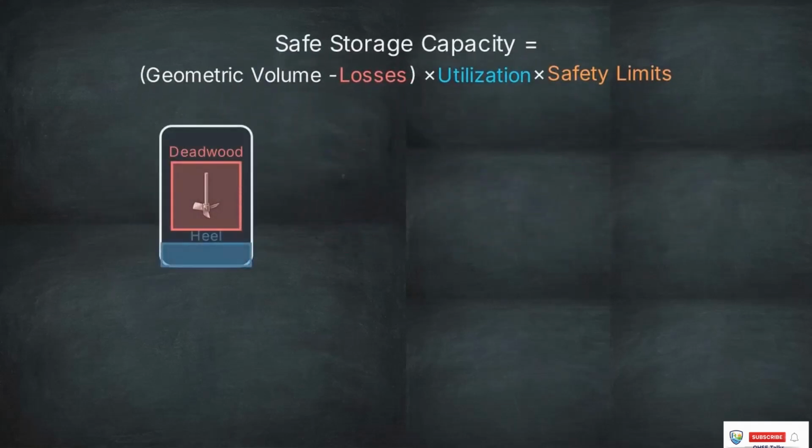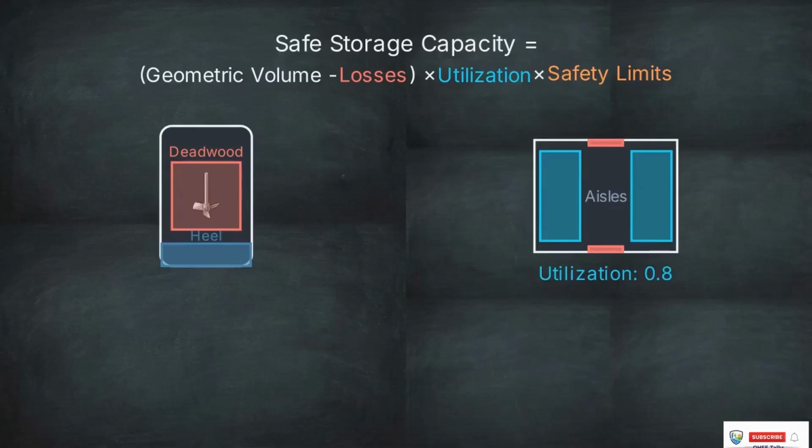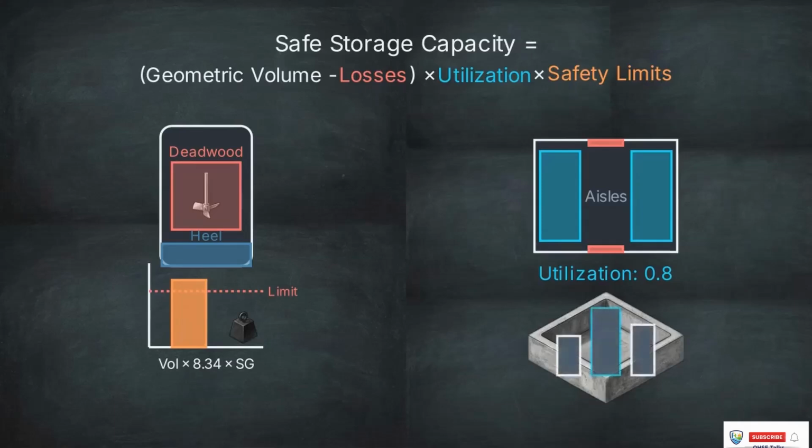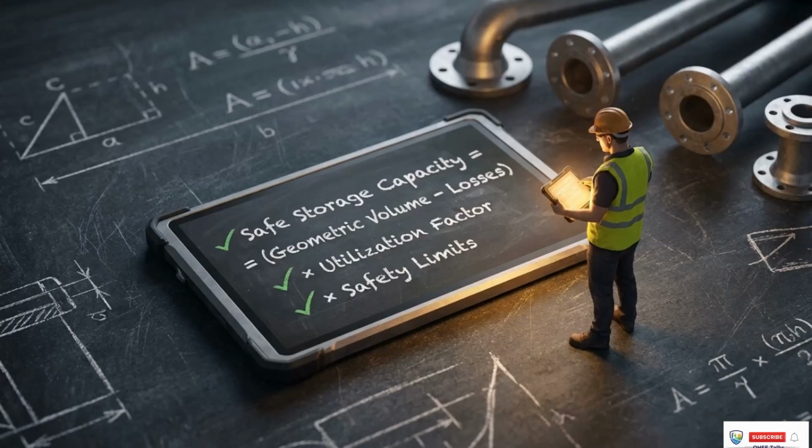We account for physical losses by deducting internal deadwood hardware and unpumpable heel fluid. We satisfy utilization by acknowledging wide aisles and emergency exits. And we enforce the safety limits by mapping structural load limits against specific gravity and ensuring our containment berms meet the 110% rule.